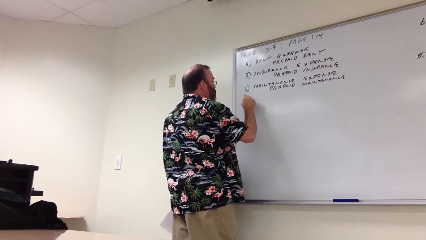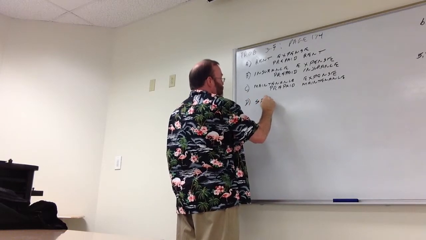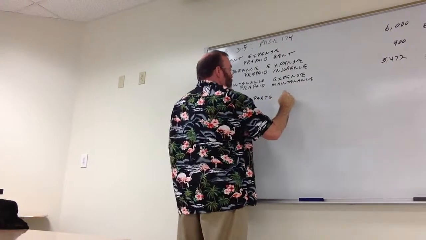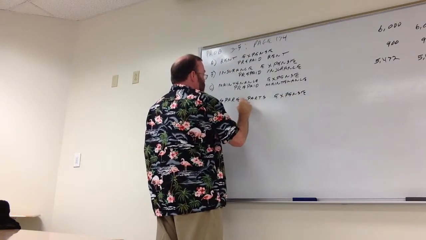$5,472. An inventory of spare parts shows $1,008 on hand. So go up here and look at the asset account. It's account number 141. And it shows that we had $5,655 of spare parts available. So the entry is going to be spare parts expense, and a credit to the spare parts account.